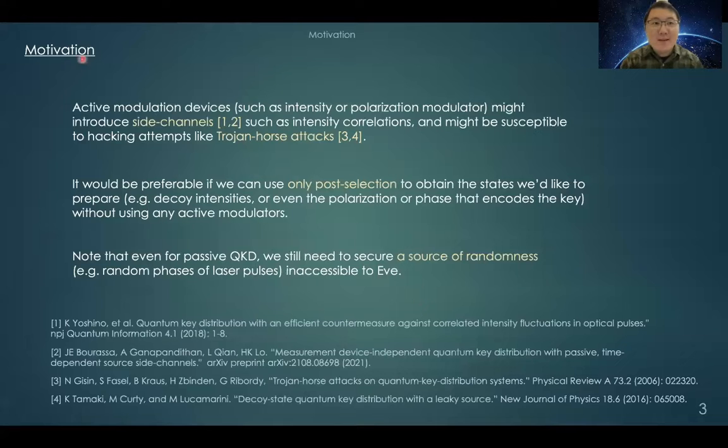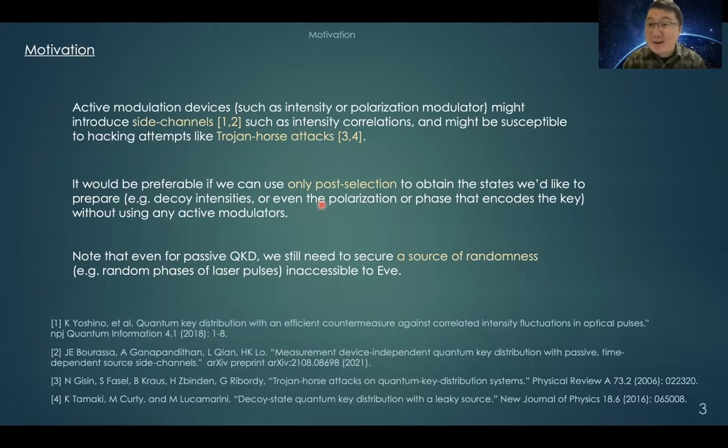So let us begin. First, for the motivation. We know that usually QKD systems involve active modulation devices, such as intensity or polarization modulators. And these modulators might actually introduce side channels, such as the correlation of intensities between neighboring pulses. They might also be susceptible to hacking attempts like Trojan horse attacks. So it would be highly preferable if we can use only post-selection to obtain the states we want, such as the decoy intensity settings, or even the polarization or the phase that encodes the key bit, without using any active modulators. In that way, you're not susceptible to any side channels in the source modulators.